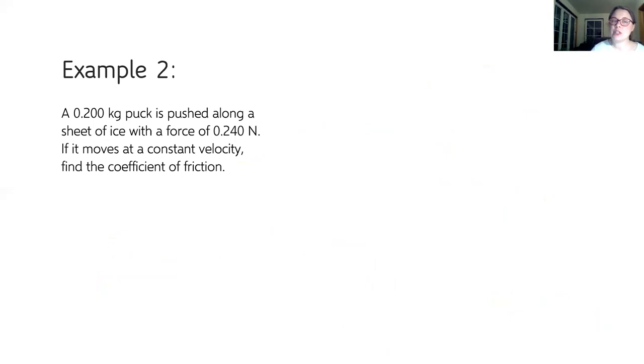A 0.2 kg puck is pushed across a sheet of ice with a force of 0.240 newtons. If it moves at a constant velocity, find the coefficient of friction. Now, there's a couple words that when you read a question like this should jump out at you. When you see the term constant velocity, you should have some alarm bells go off.